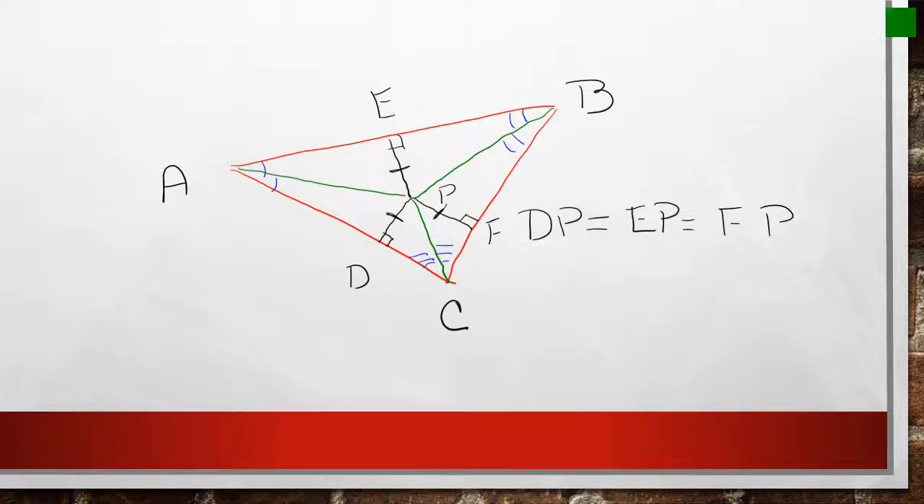Okay, so if we give some letters on here, and we have A, B, C, let's call the middle P, D, E, and F. Basically what I'm saying here, again, is the angle bisectors meet at a point that is equidistant from the sides. That means that the length of line segment DP is equal to the line segment EP, which is equal to the line segment FP.